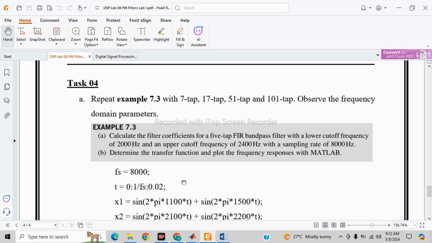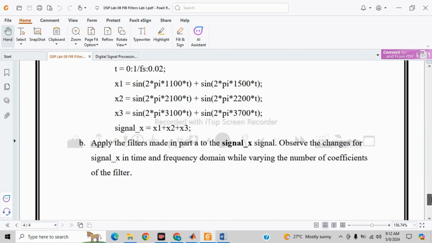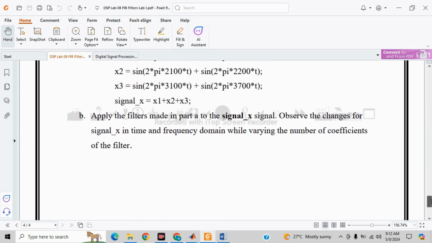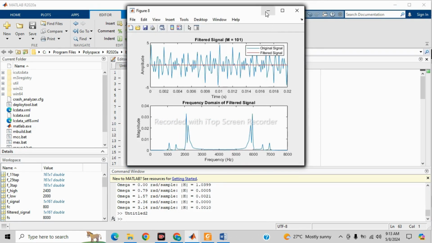Part B is to determine the transfer function and plot the frequency responses with MATLAB. Part C is to apply the filters made in part A to the signal X. Observe the changes in signal X in the time and frequency domain while varying the number of coefficients of the filter. So here is the MATLAB code for the last task of this lab, and the output of this task is here.